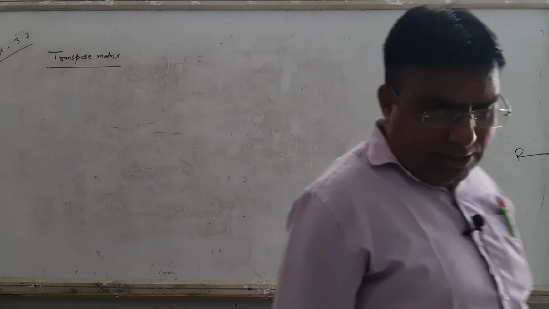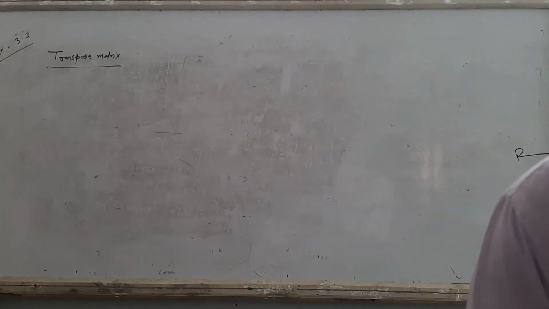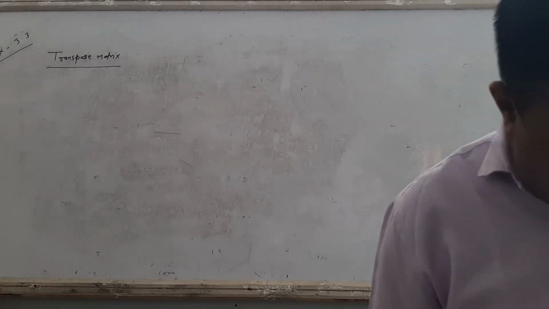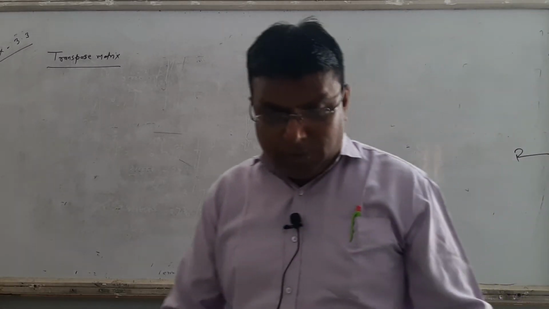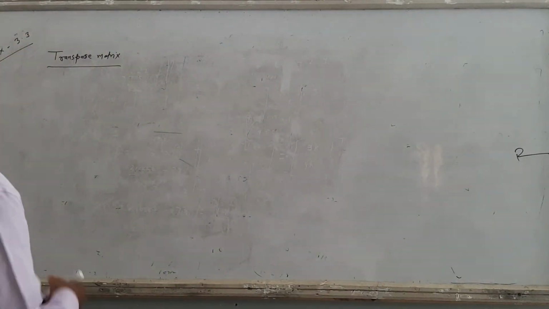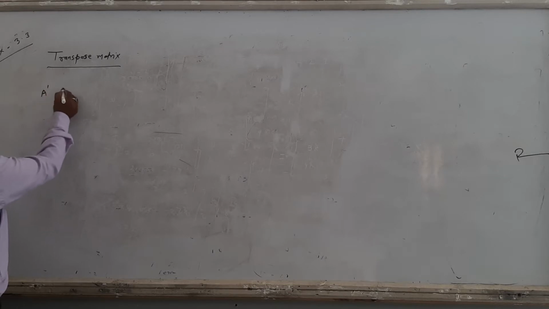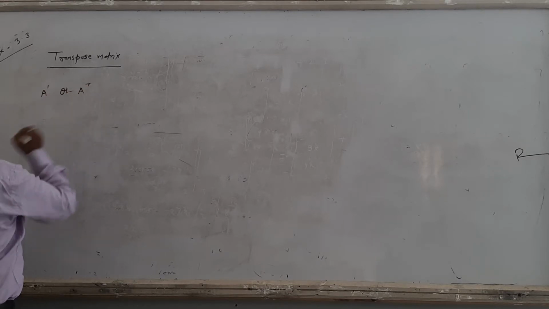This chapter is matrix algebra and the new exercise is 3.3. Its topic is the transpose of a matrix. First, what is the transpose matrix? The transpose matrix is denoted by A dash, otherwise A raised to power T.